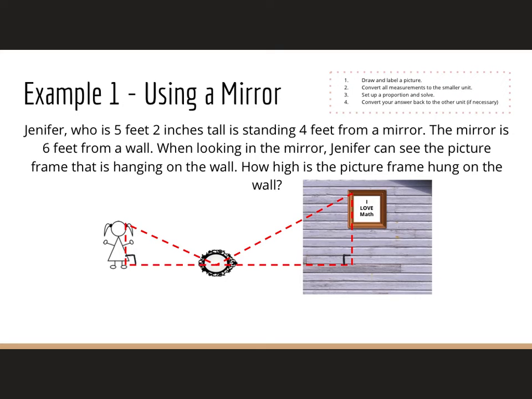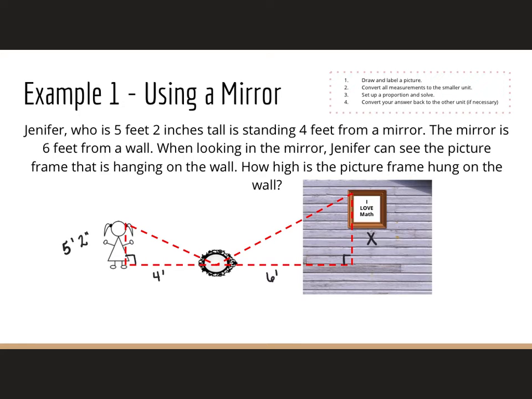If I read it to you, it says Jennifer is 5 feet 2 inches tall, so I'm going to label her 5 feet 2 inches. She is standing 4 feet from a mirror. The mirror is 6 feet from the wall. When looking in the mirror, Jennifer can see the picture frame hanging on the wall. How high is the picture frame? So it's saying how tall is this side over here? Pretty easy to follow along with the reading and the label.